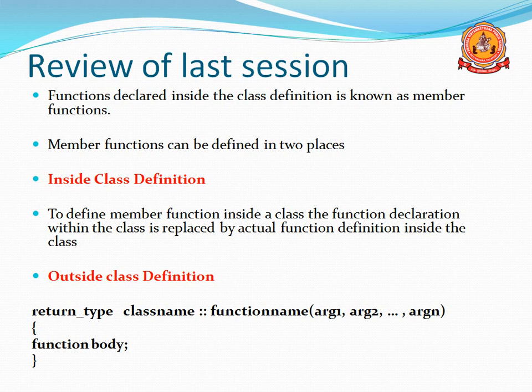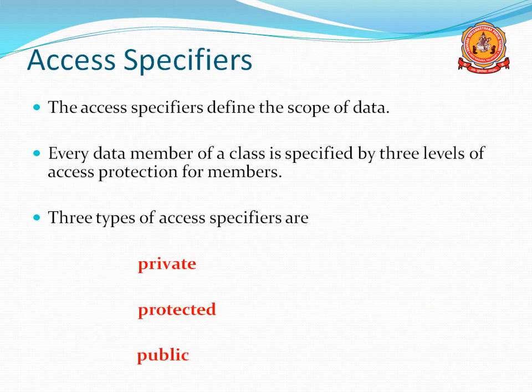Next, when you write the function definition outside the class definition, inside the class definition we have to declare the functions, and later outside the class definition we have to define the functions. The general syntax is: return type, class name, scope resolution operator, function name, argument list. Remember, here we have to use the class name as the identity label, then the scope resolution operator, then the function name. So this is what we discussed in the last session.